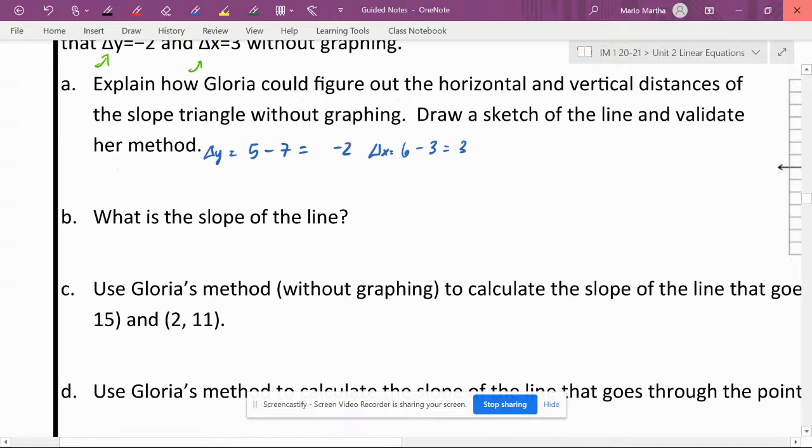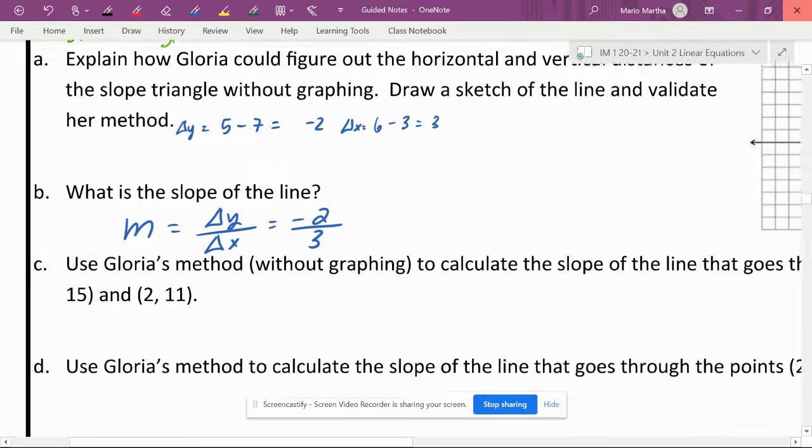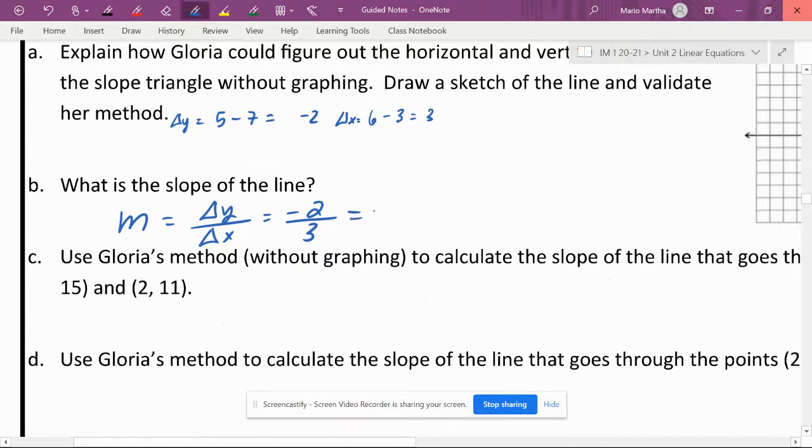And then what is the slope of the line? So remember, the slope of the line is equal to delta y over delta x, the change in y over the change in x, which in this case would be just -2 over +3. Right? So remember, that would be 5 minus 7 divided by 6 minus 3.